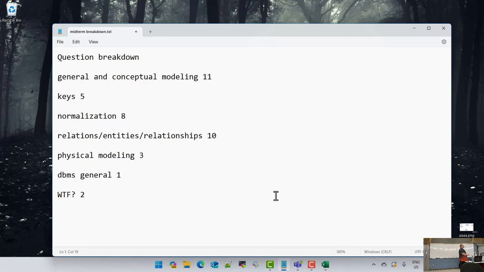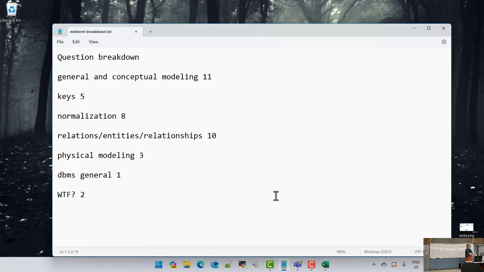There's eight questions about normalization. Three of which is literally, what is the definition for normalization? And you're actually picking it from a multiple choice list. So, yeah, if you know the definition for normalization, you're going to get at least 4 points right off the top. Relationships, entities, and relations. That is specifically asking about one to many, many to many, parent, child, that kind of stuff, which is in the slides.